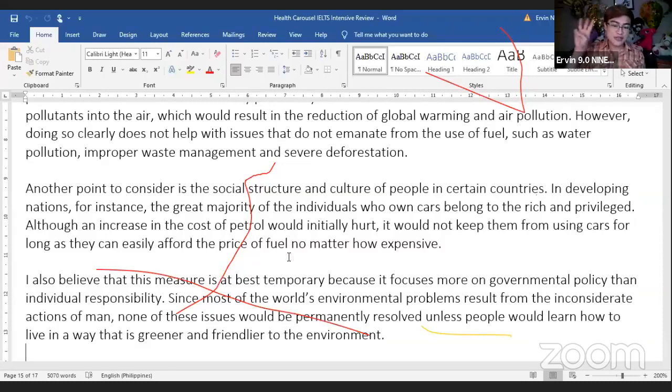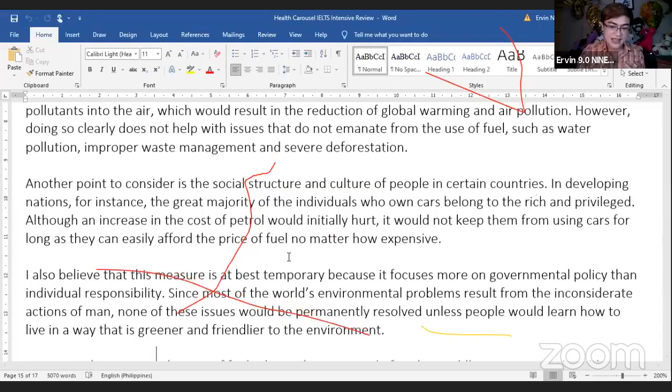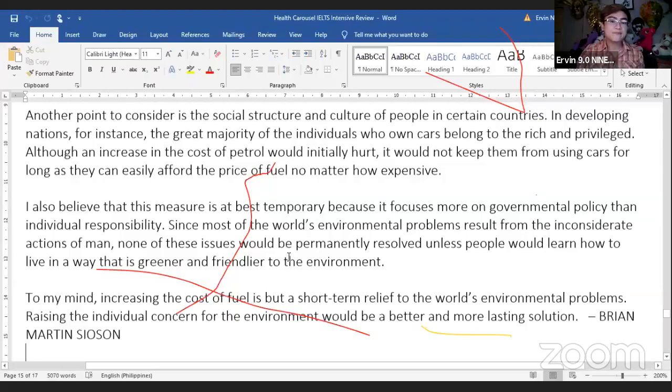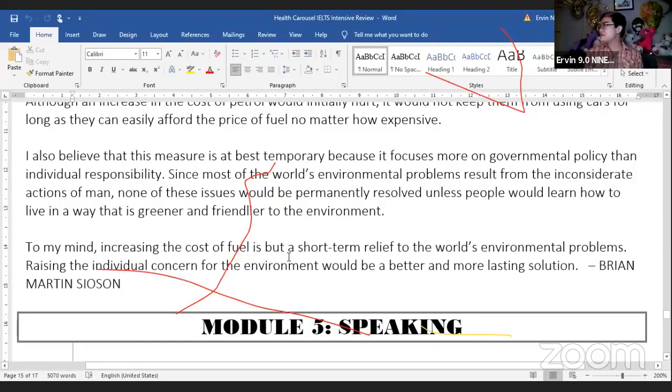Let's now move on to the third paragraph in the body. Okay, I also believe that this measure is at best temporary because it focuses more on governmental policy rather than individual responsibility. Ryan is not mentioning theories. He is not mentioning, according to Republic Act, blah, blah, blah, or according to the Kyoto Protocols, something like that. No, he's very simple when he comes up with his essays.